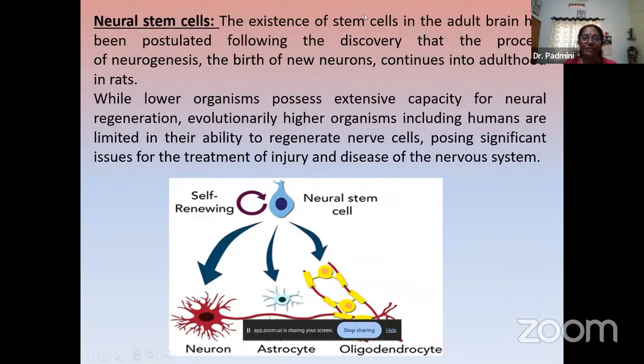Neuronal stem cells: the existence of stem cells in the adult brain has been postulated following the discovery of the process called neurogenesis. Genesis is giving birth to new cells. While lower organisms possess extensive capacity for neural regeneration, evolutionarily higher organisms, including humans, have a limited ability to regenerate nerve cells, posing significant issues for treatment of injury and diseases of the nervous system. So here, a neuronal stem cell, self-renewing, can form the neuron, the astrocytes, or the oligodendrocytes. But in humans, the capacity to regenerate decreases.